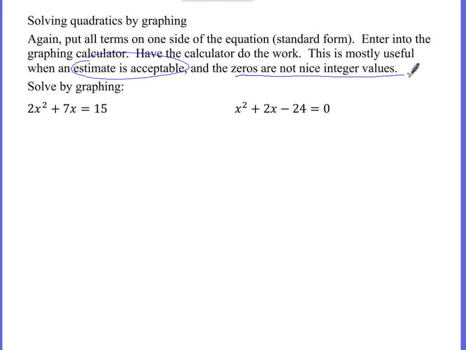So we want to solve these two equations by graphing. This one's already set equal to 0 here, so this one's ready to graph. This one is not equal to 0 here, not ready to graph. What do I need to do to that first one? Subtract 15. So I get 2x squared plus 7x minus 15 equals 0. So now what we're going to do is graph these on our calculators.